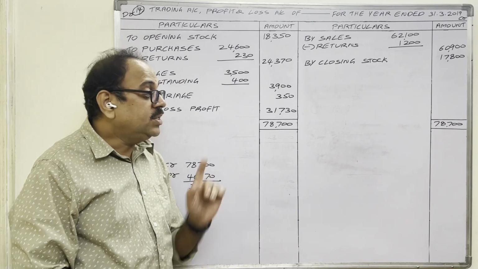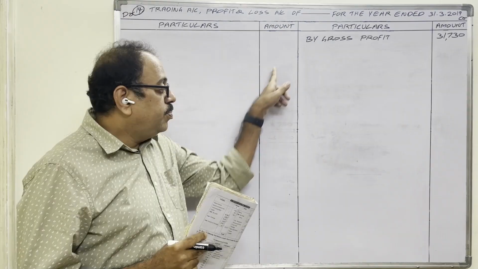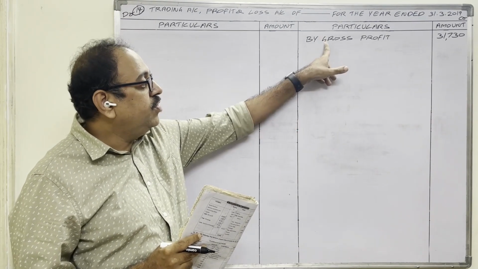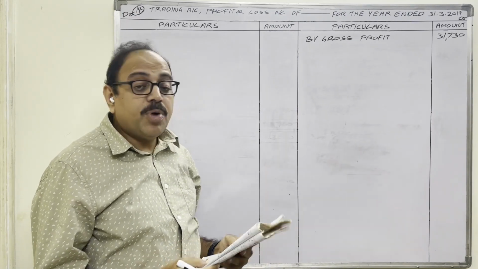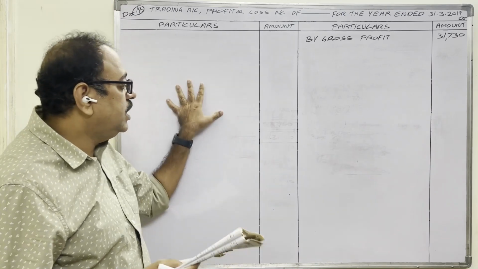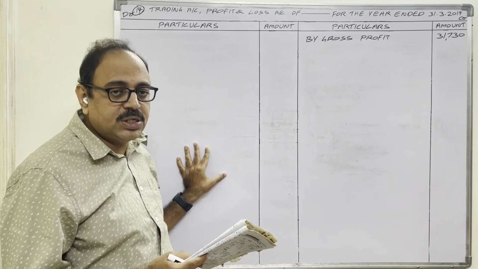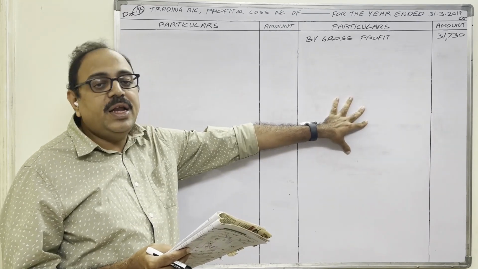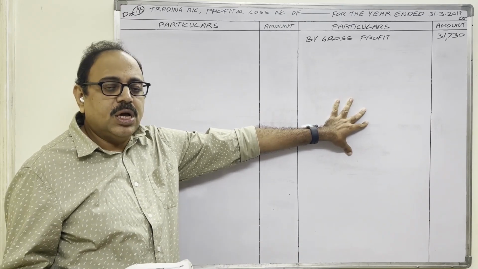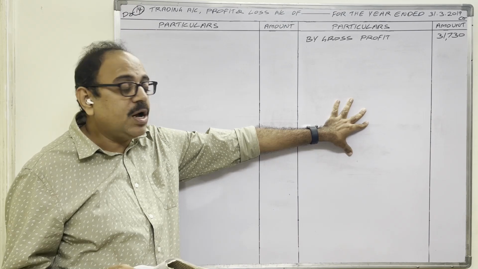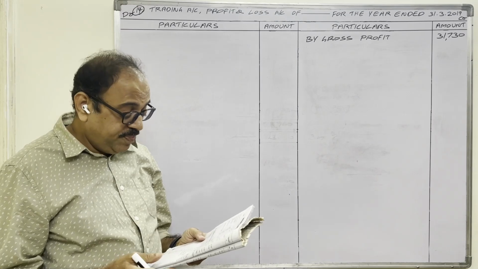Before that, take a screenshot of the trading account. Profit and loss account: on the credit side, with the gross profit we have to start now. For preparing the profit and loss account, the rule is: on the debit side indirect expenses and indirect losses, meaning expenses and losses after manufacturing. On the credit side, indirect incomes. Direct income is sales, the main income. Other incomes like commission received, rent received, etc. come under indirect incomes.